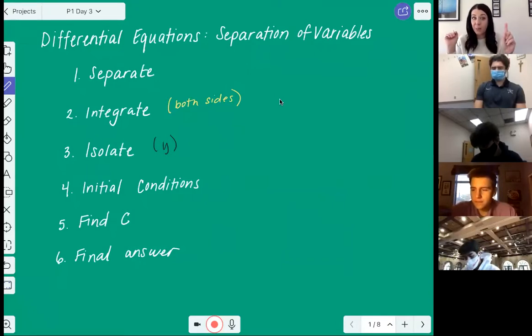If you forget the plus C, we stop grading. So there's about 6 points possible. If you just forget plus C, you cannot get that second, third, fourth, fifth, or sixth point. All you can get is the separation of variables, just for forgetting plus C. It's really important you don't forget it.